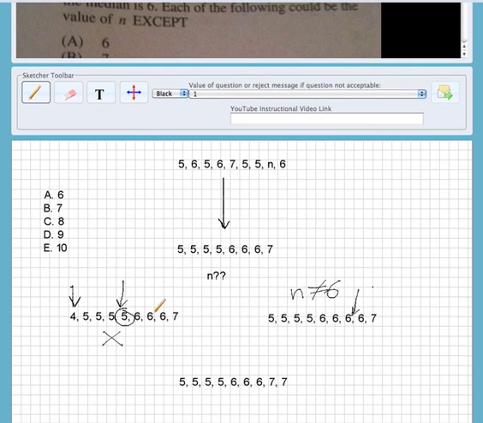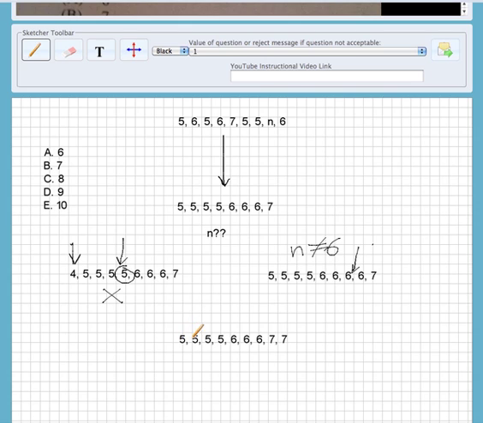So let's keep going just to analyze a little bit further. What if we said n is a number greater than 6? Okay, so I have it as 7. Now if we had it as a 7, 8, 9, or 10, it wouldn't really matter because it would still be at the very last number in the data set.